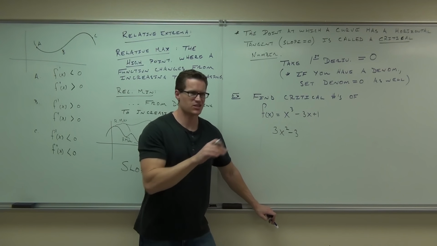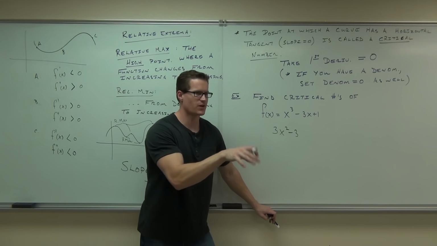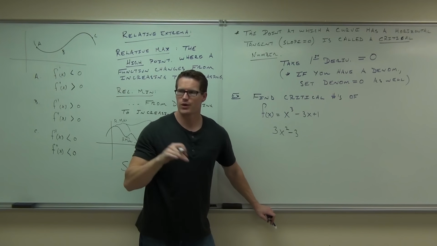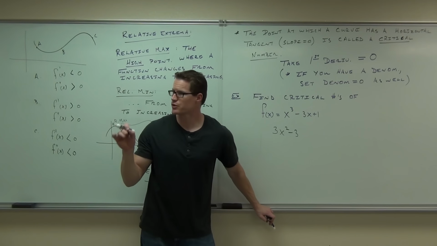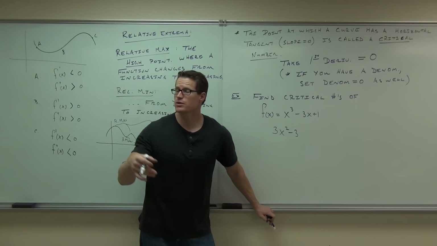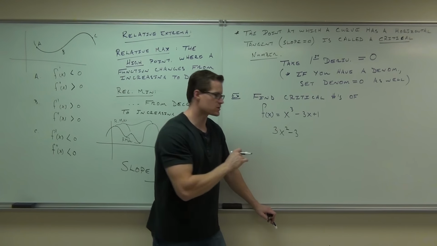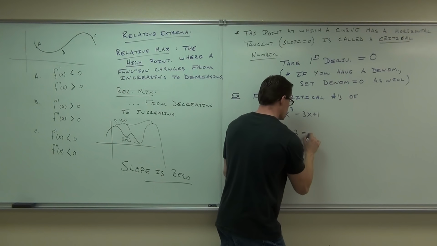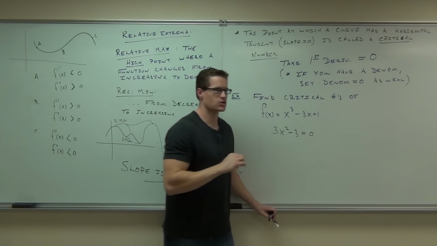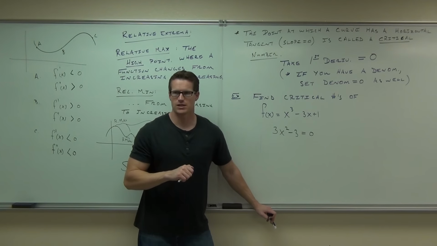What are you going to have to do? That just gives you the slope, right? Because you just found the derivative. Derivative means slope. Our critical numbers occur where our slope equals what? 0. Set equal to 0. Solve it. That's going to give you the x values where your slope equals 0. Can you solve that? Yeah, that's like a piece of cake to solve.